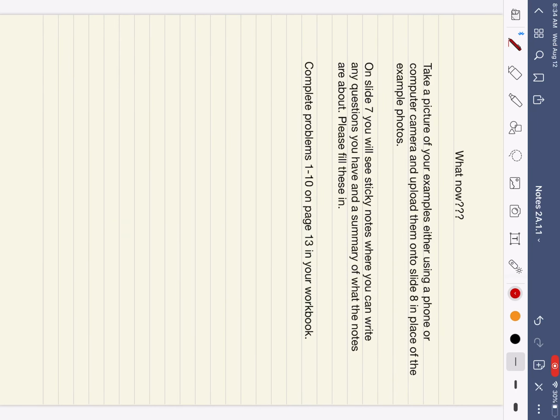What you're going to do now is take a picture of your examples. You can either use your cell phone or your computer camera, like the Chromebook camera. You take a picture of both sides. So take a picture of page 9 and then page 10 and upload them onto slide 8 in your digital notebook in place of the example photos that are there. And then on slide 7, you should see some sticky notes where you can write any questions on one of them and a summary of what the notes are about on the other. And then our classwork today was to complete problems 1 through 10 on page 13 of your workbook, and then you take a picture and upload it onto Google Classroom. Okay.